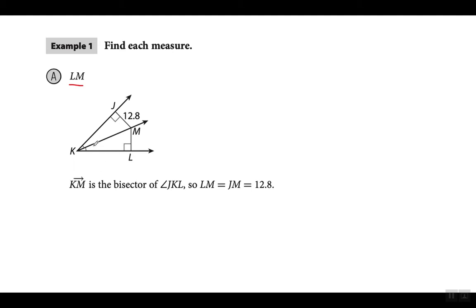So if you look at the diagram, look right there and right there. Those little lines are telling you that angle JKM measures the same as angle MKL. So therefore, this is the angle bisector. If that's the angle bisector, that means that JM is going to be equal to ML, or LM, however you want to call it. So that means that this also has to be 12.8. And that's my answer, because this segment has to measure the same as this segment. They both have to be equal. Simple, huh?